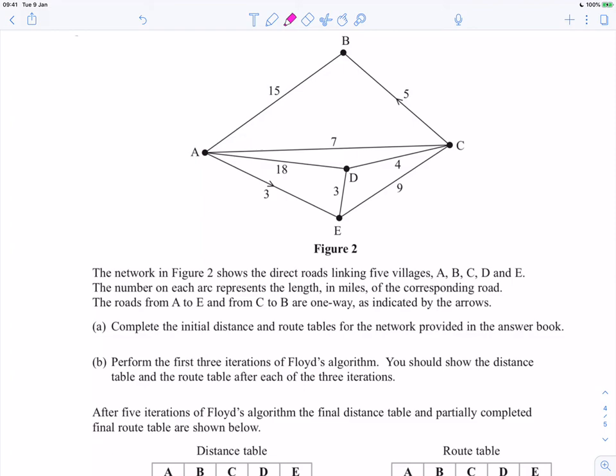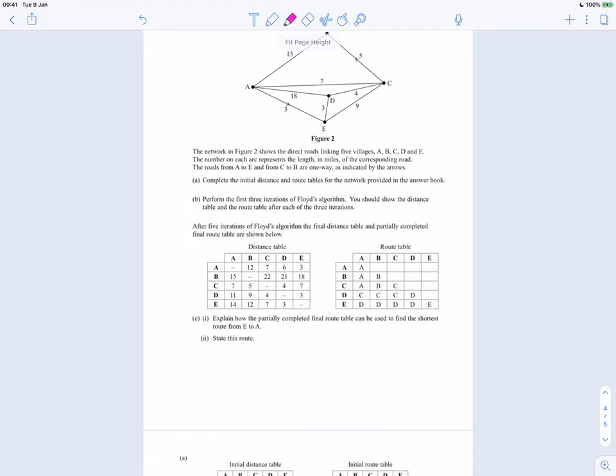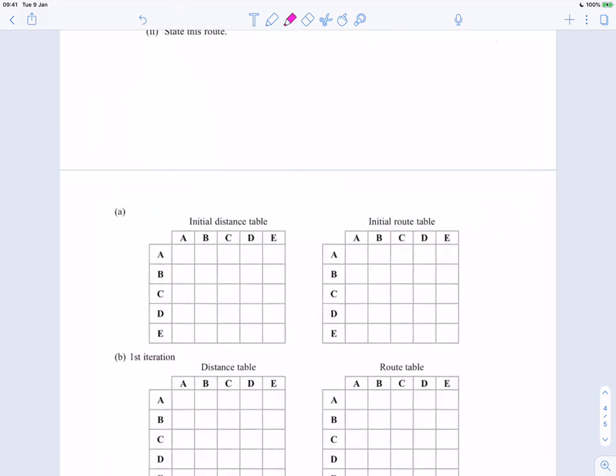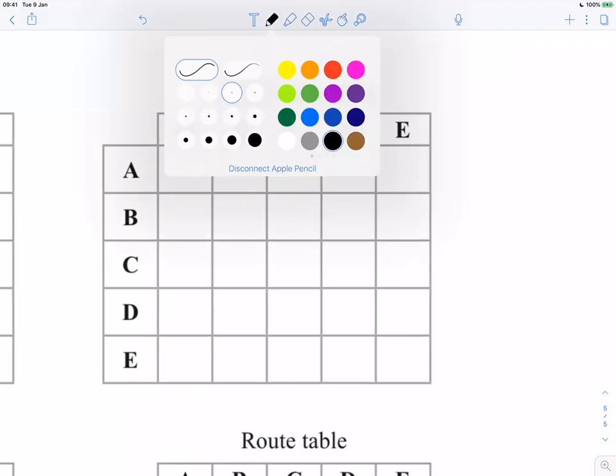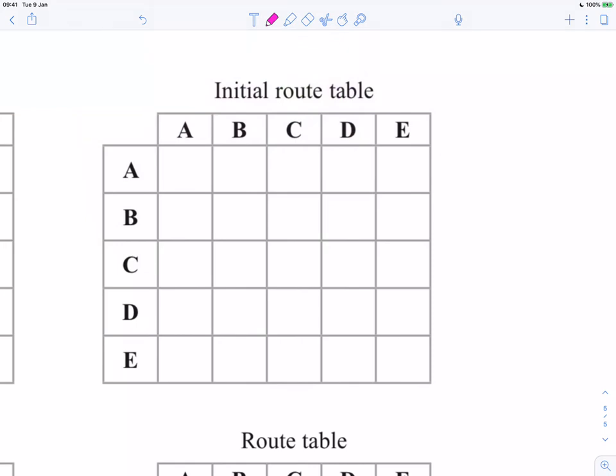Okay, complete the initial distance and the route tables for the network provided in the answer book. Okay, so we're going to have to do this. So the route tables, let's do them first. The route tables are really easy. They're always just the column heading repeated down the column. So the A column will just be A, A, A, A, A.